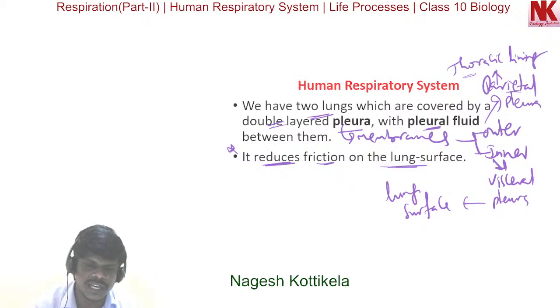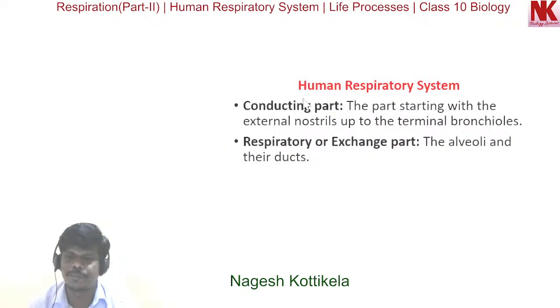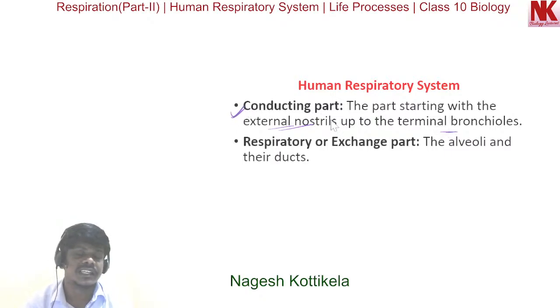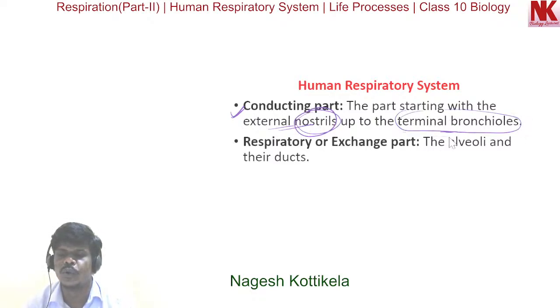Now moving to the next, the conducting part. The part starting with the external nostrils up to the terminal bronchioles, that is what we call the conducting part. Here the air is passing through this part of the respiratory system, from nostrils to the terminal bronchioles. We discussed this just now.